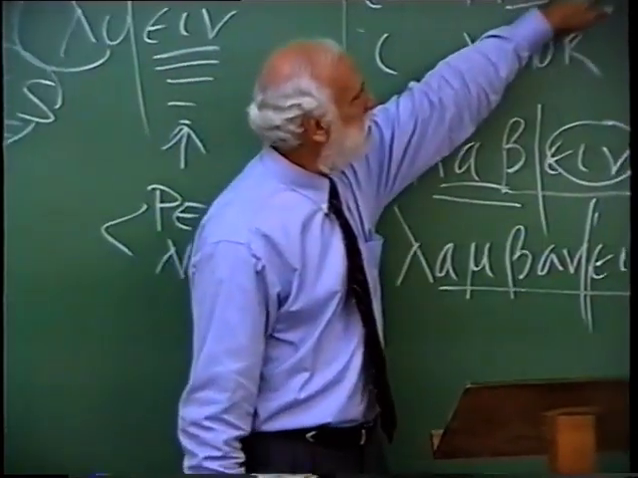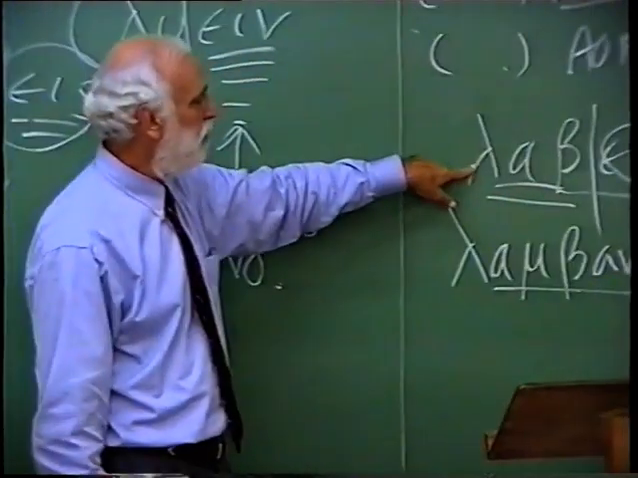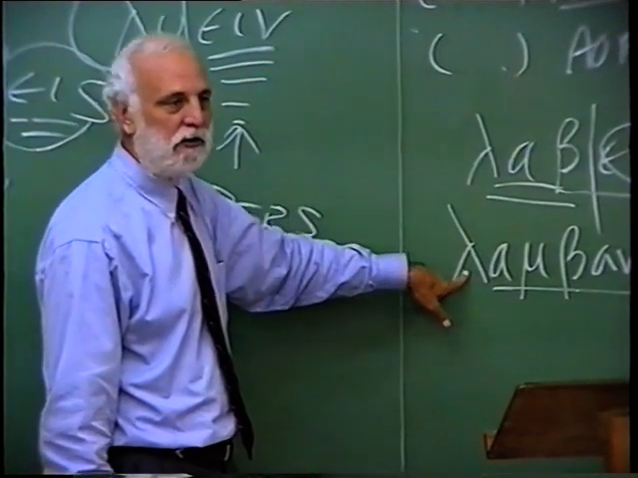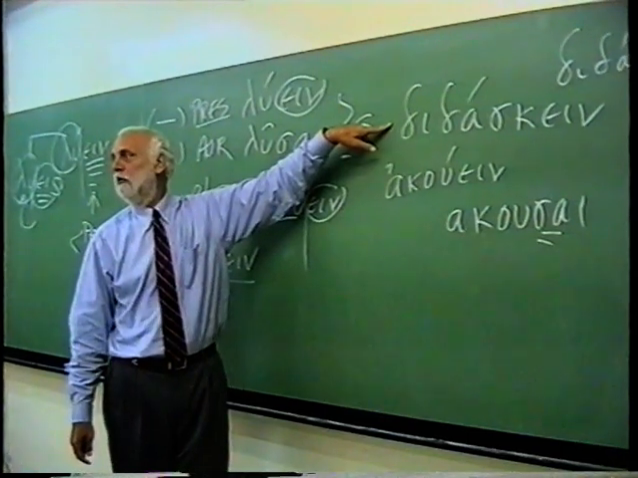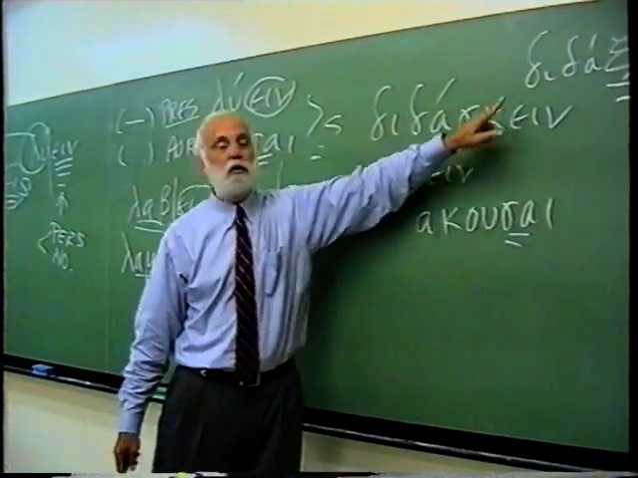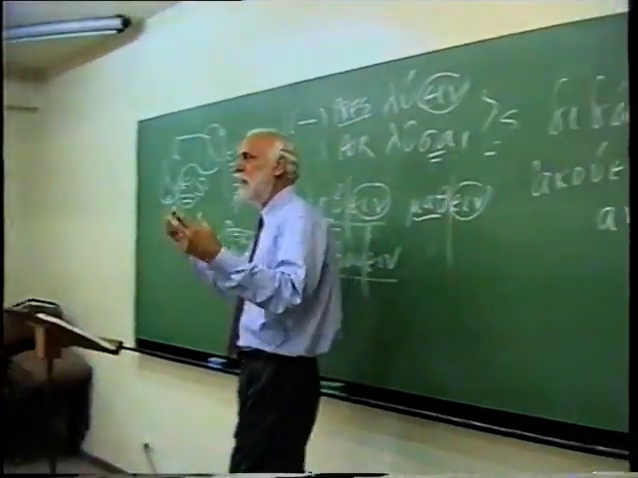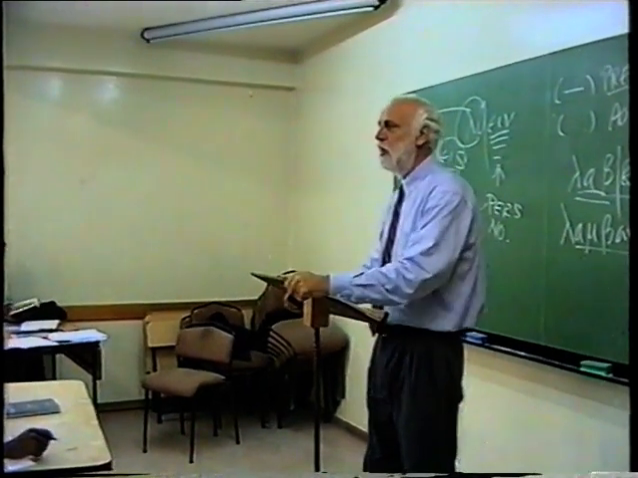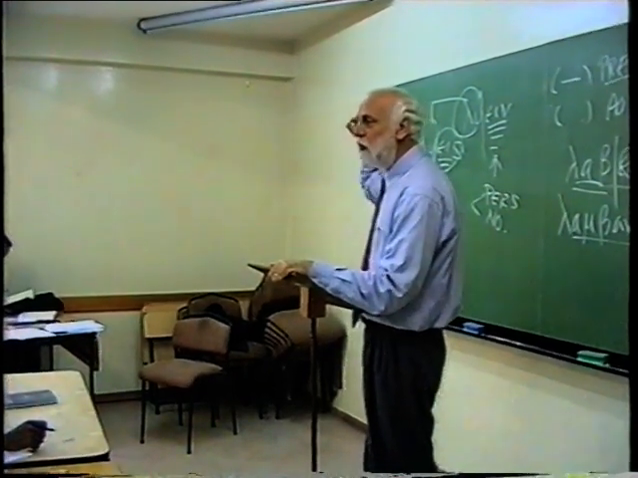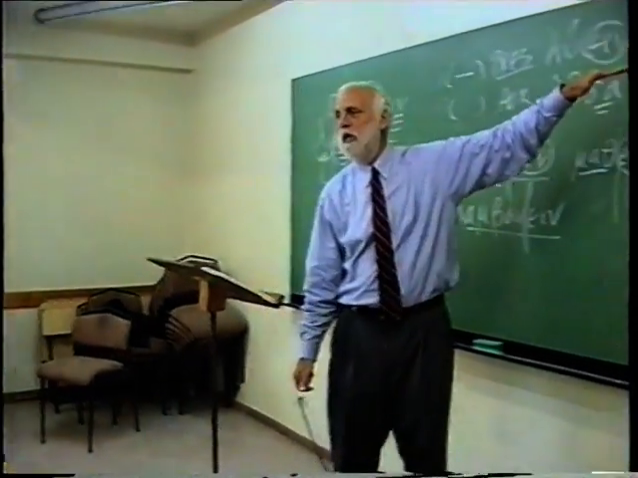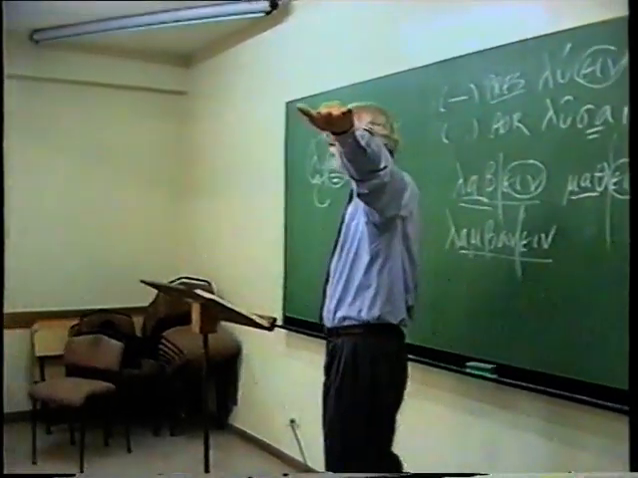So what tense is luein? Present. What tense is lusai? What tense is labein? What tense is lambanein? What tense is mathein? What tense is didaskein? What tense is didaxai? Aorist. What tense is akouein? Present. What tense is akousai? Aorist. Expect which one? Aorist. Don't expect akouein, expect akousai. Don't expect luein, expect lusai. Don't expect didaskein, expect didaxai. Okay? That's what you want to expect.